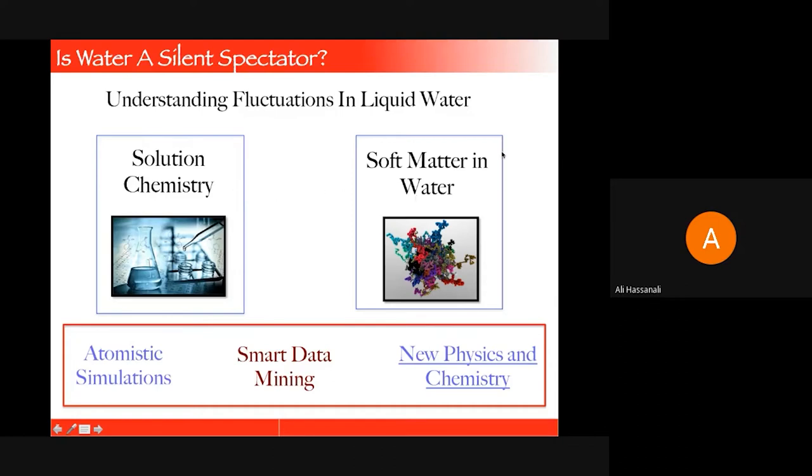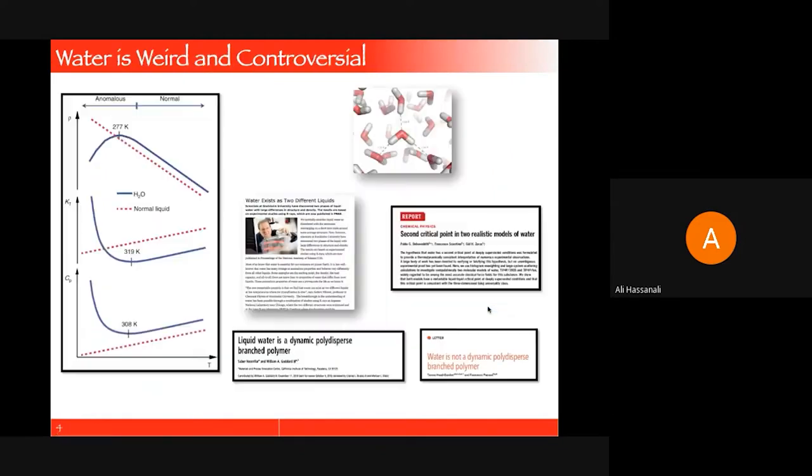On the other side, if you come from the soft matter community, you're obviously well aware that processes like protein folding, the development of lipid bilayers, some of the things that you've heard in today's talks, all these processes happen in water. And so what I'm interested in doing along with my collaborators is combining both atomistic simulations as well as smart data mining to learn new physics and chemistry, essentially. What I want to do in my talk today is not get into too many specific results, but just to give you an overview and a context of some of the things that you'll hear about in the talks to follow.